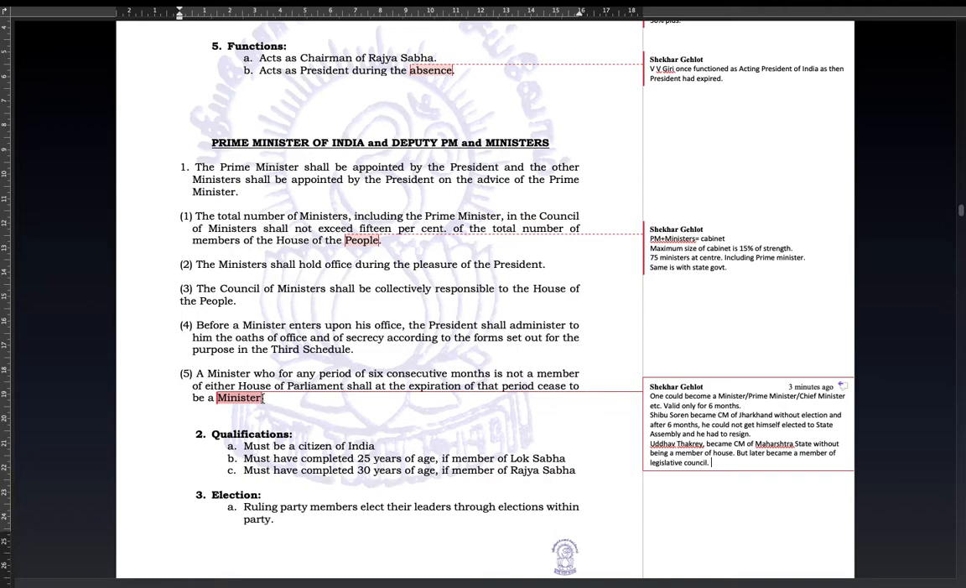And Prime Minister Manmohan Singh is a famous example of a Prime Minister who came from the Rajya Sabha and not from the Lok Sabha. Usually Prime Ministers have always come from the Lok Sabha, the House of the People.